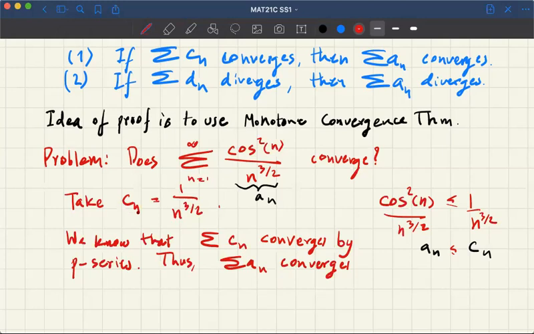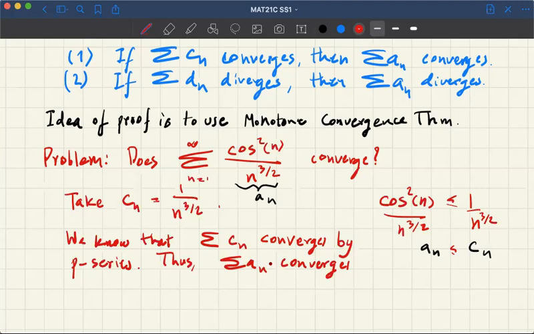How do I know to compare to this CN? Like someone just mentioned, it looks similar to this sequence here, each term. That's why I think about this one when I first see it. So CN converges to 0. It doesn't tell you what it converges to. So how do you know CN converges?